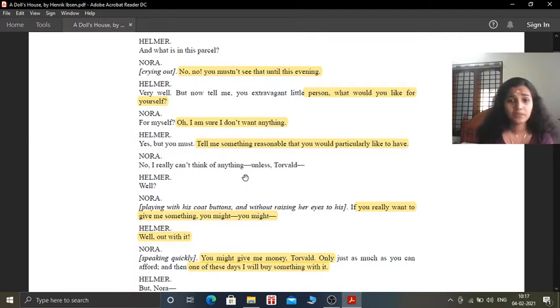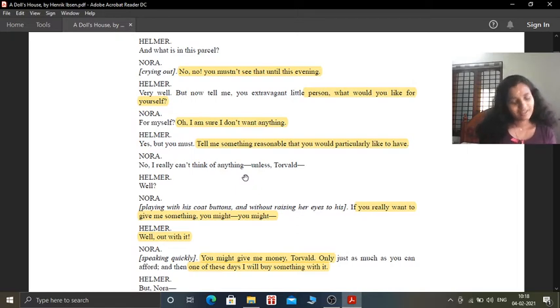Helmer said, well. She is playing with the coat buttons without raising her eyes to his. So she became close to her husband and is playing with the buttons of his coat. And she said, you have been asking me what I want. Okay, if you really want to give me something, you might. So she is not saying anything directly, but she is asking. And Helmer said, well, out with it. My dear, what do you want? Tell me, I will give you.